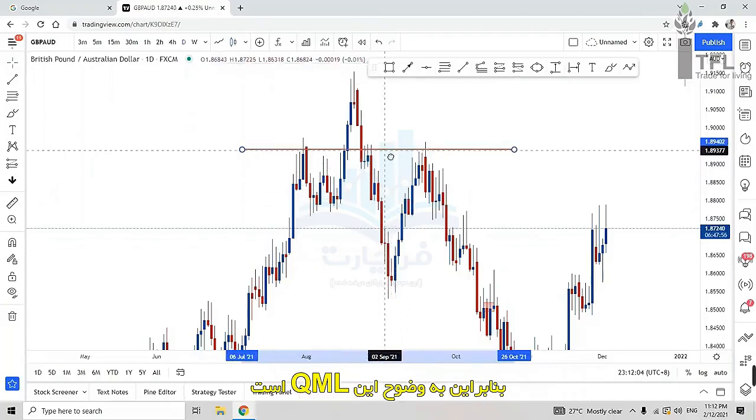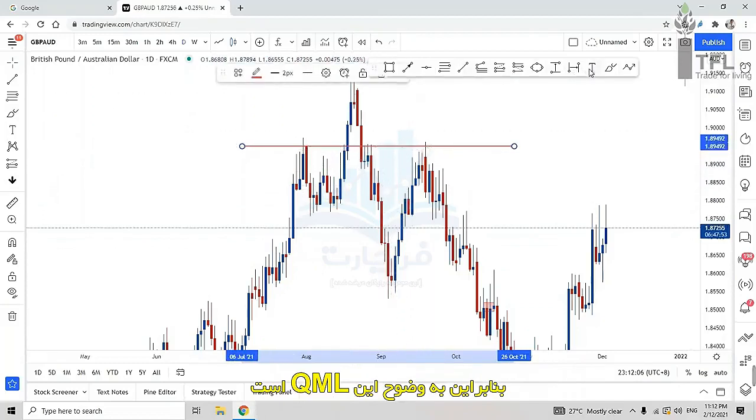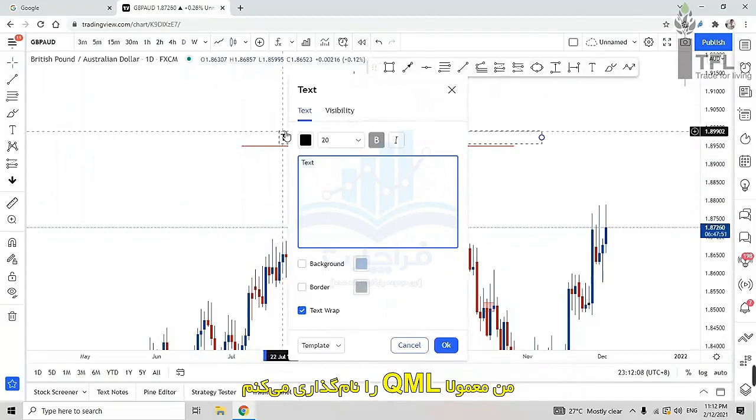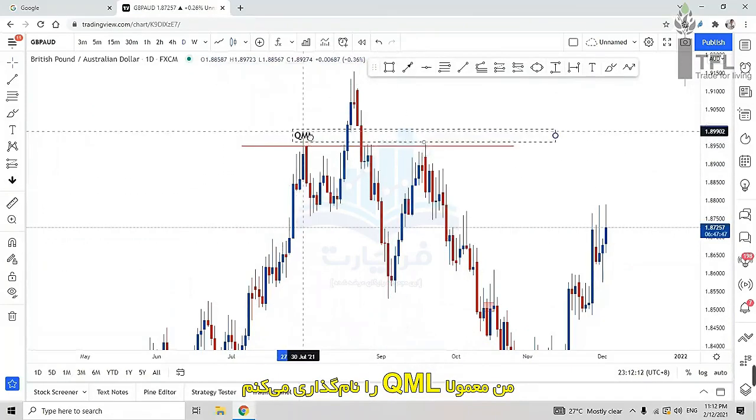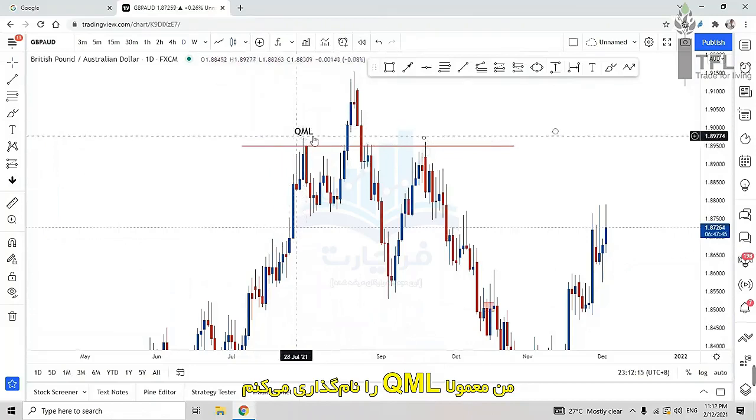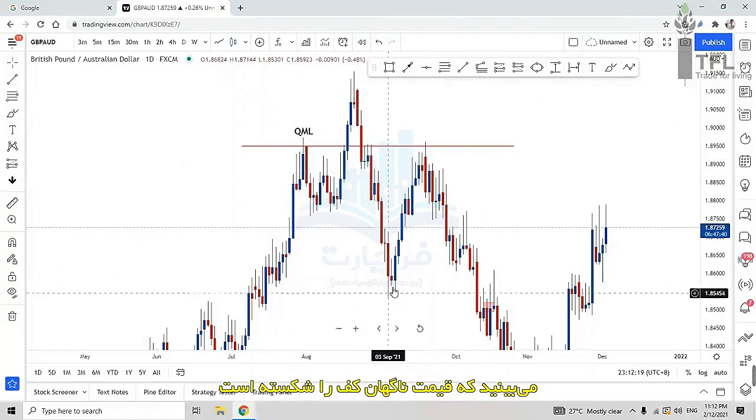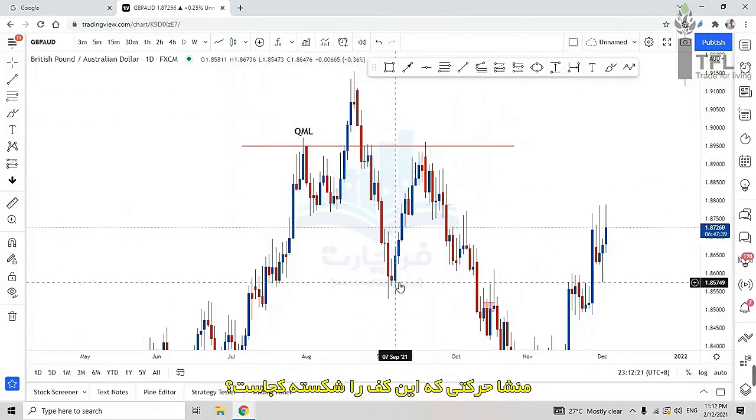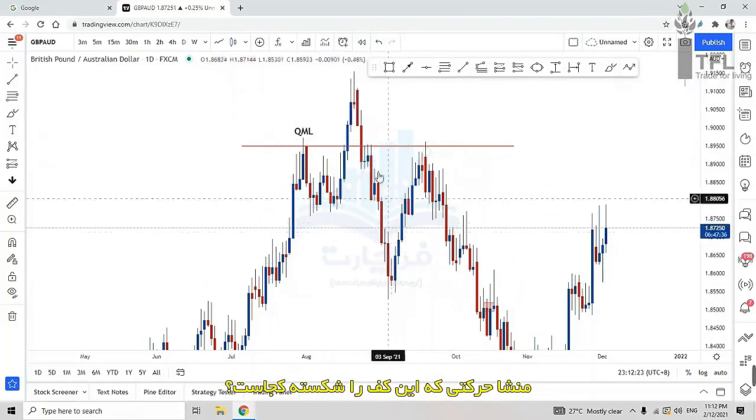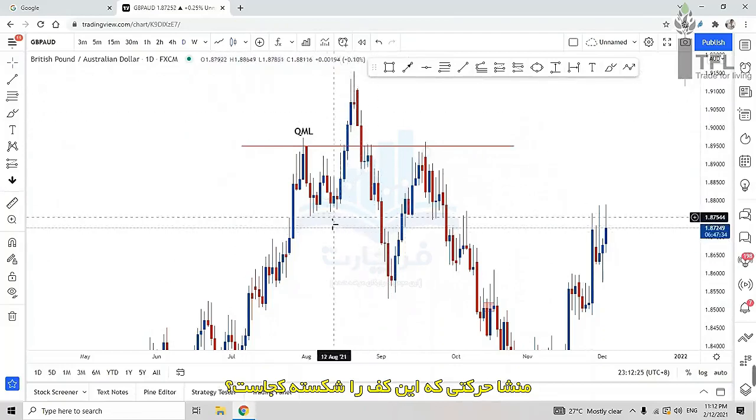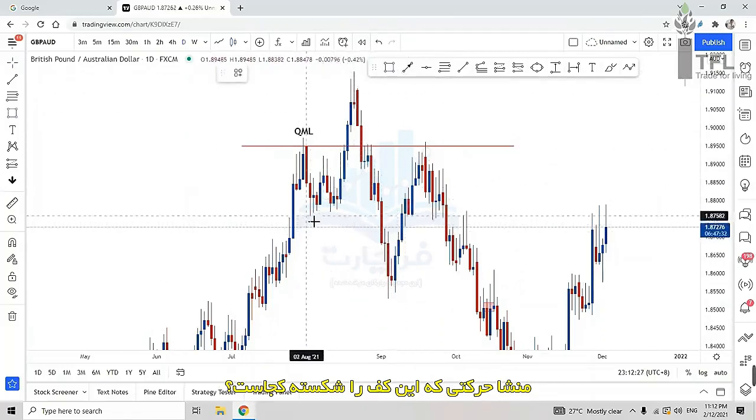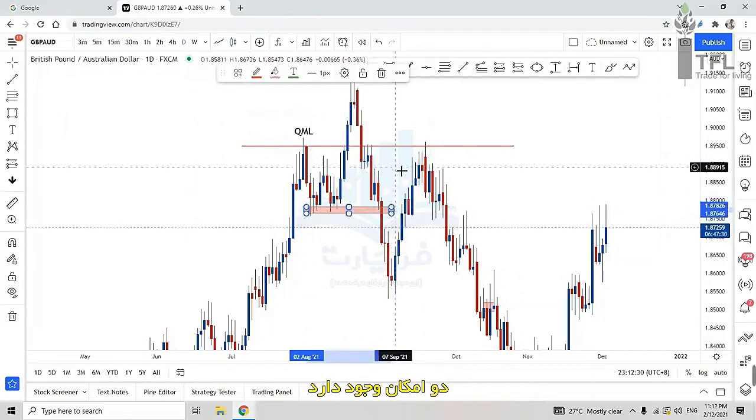So very obvious, this is what we call a QML, and of course, I already practiced a lot of times. I usually label my QML so that I identify this is QML, Quasimodo level. You can see the price suddenly break, right? Suddenly break. So where is the initiative? All right, the initiative move that breaks the low over here.